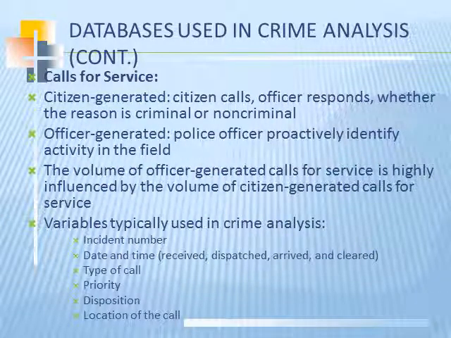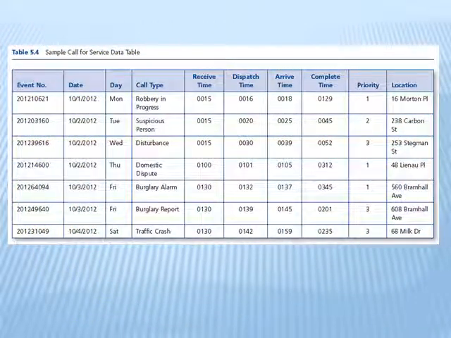Calls for service data are recorded in the dispatch center of a police agency and may be generated by either citizens or officers. A call for service is defined when officers are dispatched to an incident or discover an incident themselves. Table 5.4 from the text gives us a sample call for service data table.